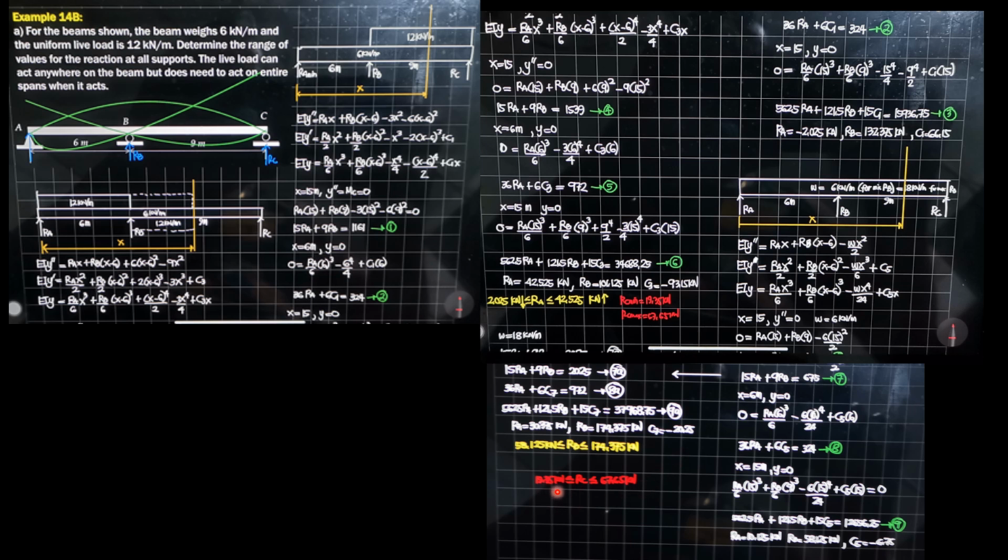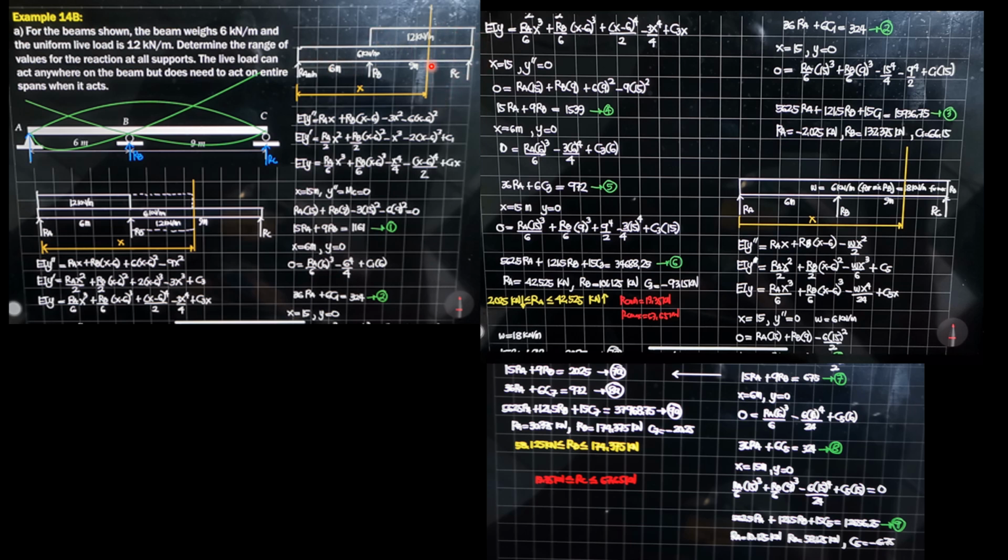This one, 19.35 less than or equal to RC less than or equal to 67.65 kilonewtons. So for RA, if you're going to push RA, this is the deflected shape. So that means RA will be minimum if the live load is placed here, and maximum if the live load is placed here. So therefore, we place the live load here to compute first RA minimum, and we have to apply the double integration method to do that. So this is now the dead load, and this is the live load.